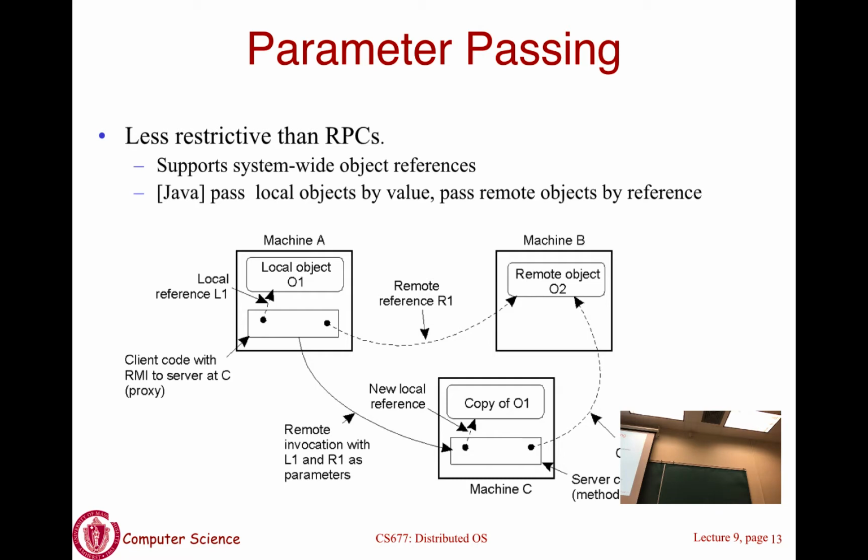Now if you have a network pointer, you could ask, if the garbage collection runs on machine B, when does it know that it's okay to garbage collect O2? Maybe that's what you're specifically asking in this example, because you may not have any references to O2 locally here, but there are other machines that have use for O2.